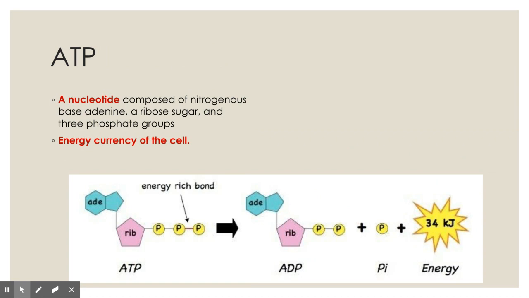ATP is a nucleotide that has the base adenine plus a sugar and then 3 phosphates bonded together. Those phosphates don't really like being bonded together, so those bonds break apart. When it breaks apart, we get this energy that is released. So this is what our cells use as their energy currency.